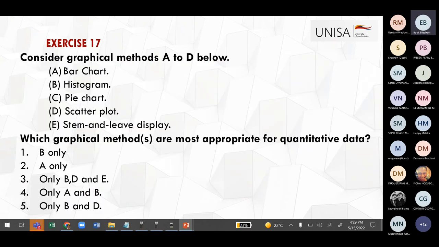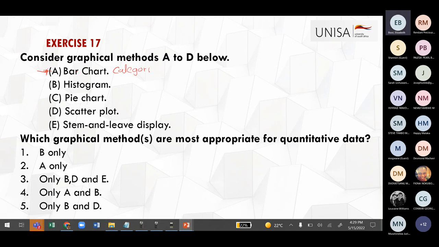Let's look at another question. Consider graphical methods A to D, and they're asking you which graphical methods are the most appropriate for quantitative, numerical data. Is the bar chart good for numerical data? No. The bar chart for numerical data is called a histogram, right? Bar chart is for categorical.